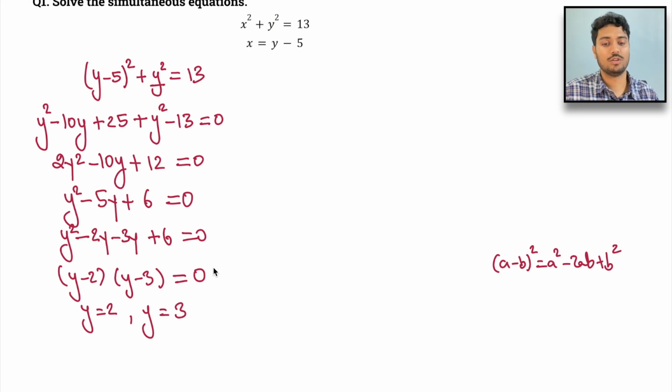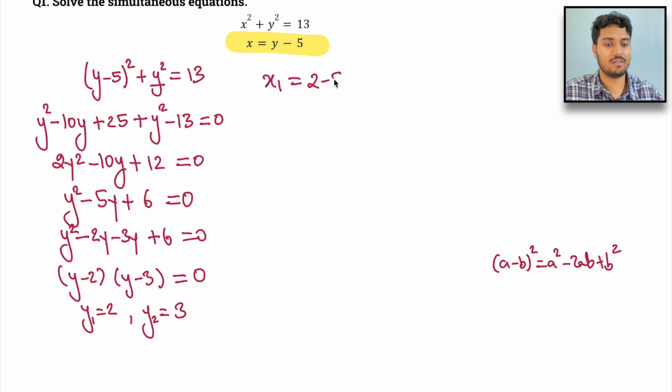So now we have two different values of y. We can call them y1 and y2. Let's find the values of x1 and x2. We already have the equation x equals y minus 5. Let's substitute the values of y1 and y2 in this equation to get x1 and x2. If we need to find x1, let's substitute the value of y1, that is 2.